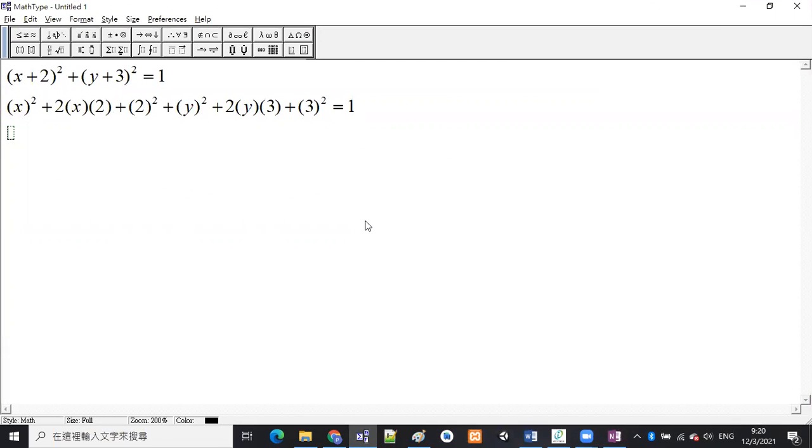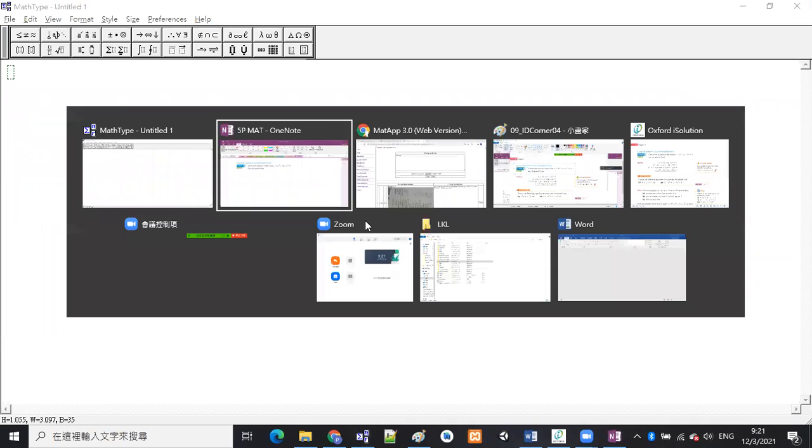Okay? And then simplifying the terms. So x squared plus 4x plus 4 plus y squared plus 6y plus 9 is equal to 1. Okay? And then arrange the terms in correct order. So x squared goes first, plus y squared is the second. And then we have the x term plus 4x, and the y term plus 6y. And then the constant term. For the constant term, we need to subtract the ones to the left-hand side. So we have plus 4 plus 9 minus 1 becomes plus 12 equals 0. Okay? And that is the answer.